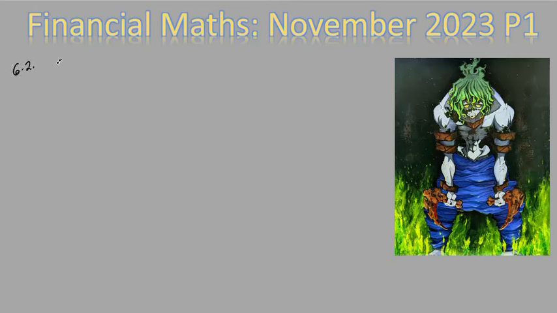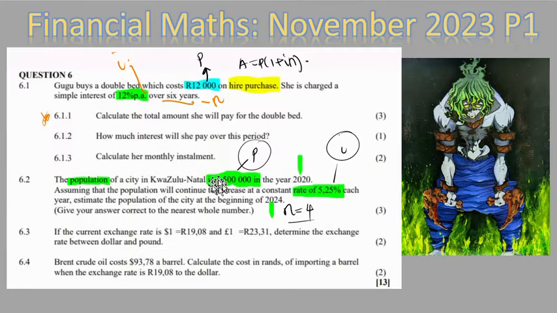We said we're working with what? Population. Population demands us to use what? The compound interest formula. What are we looking for? We are looking for the A. What is the principal amount? The principal amount is this amount, 2.5 million.